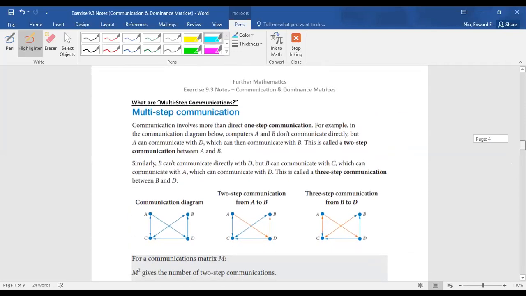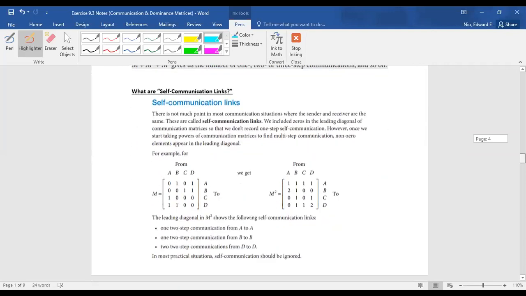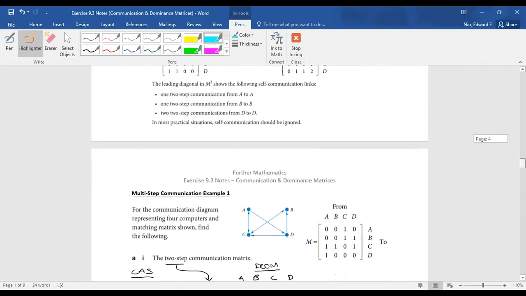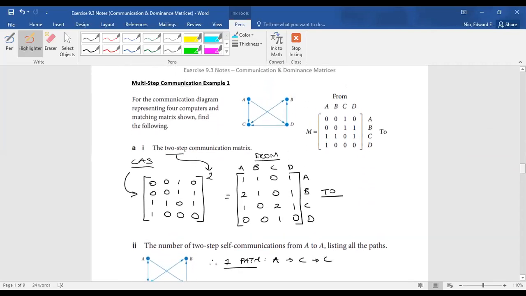What are multi-step communications? I think for this sort of stuff, you can come back and read this once we do the examples. It's better to learn multi-step through examples, in my opinion. So we're going to push on and talk about multi-step communications. If we had a diagram like so with 4 points, A, B, C, and D, a multi-step connection can mean, if it's 2-step, even though we can't get from A to B in 1 step, we can actually get from A to B in 2 steps.